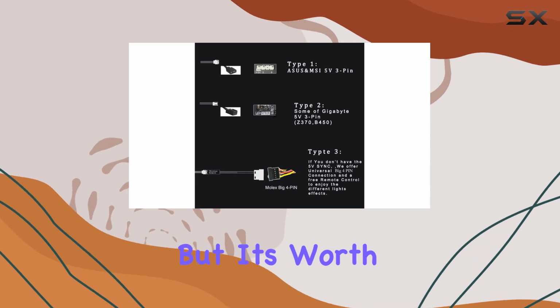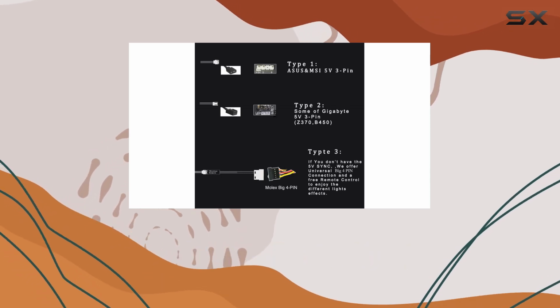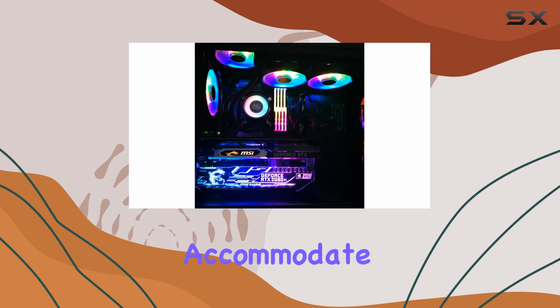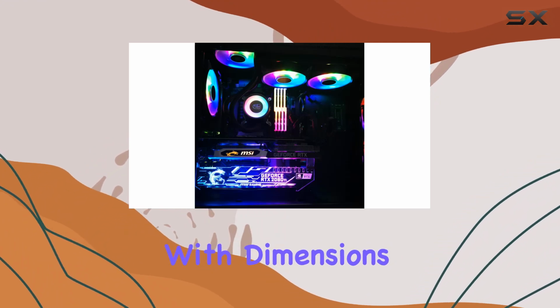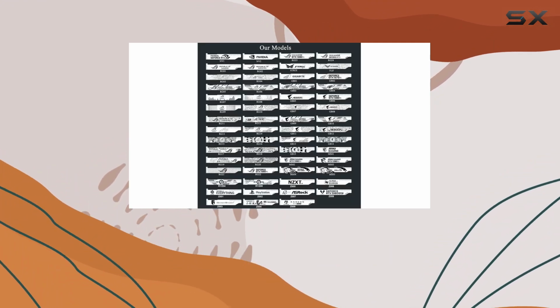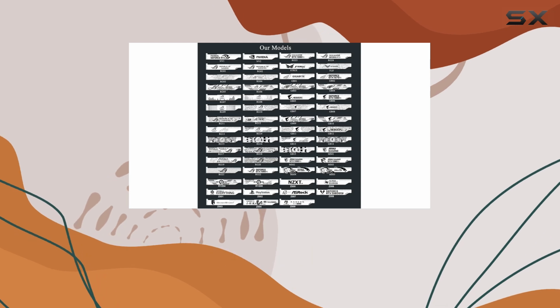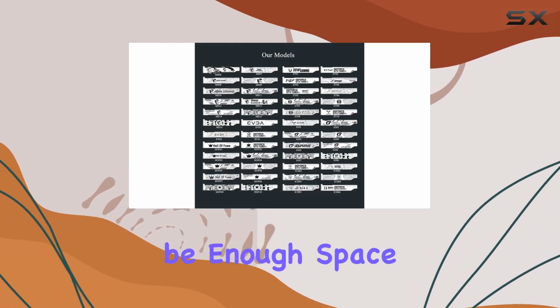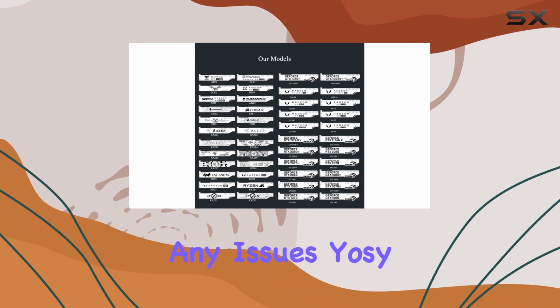Installation is straightforward, but it's worth noting that your ATX must have at least 3 slots available to accommodate this GPU support. With dimensions of 11.02 inches in length and 1.77 inches in width, you can rest assured that there will be enough space to install this stand without any issues.